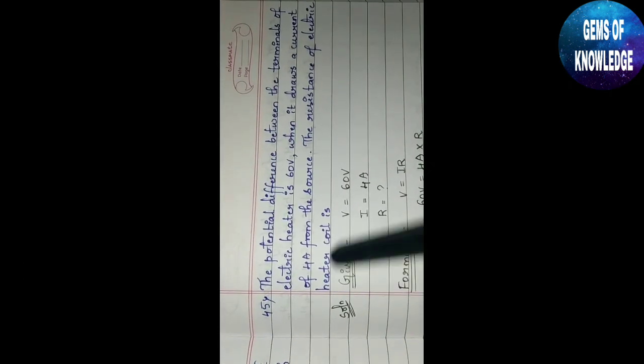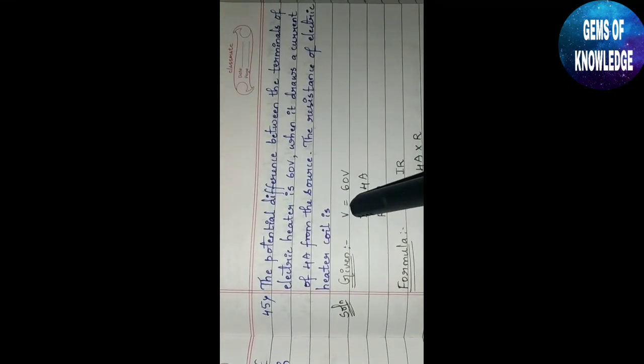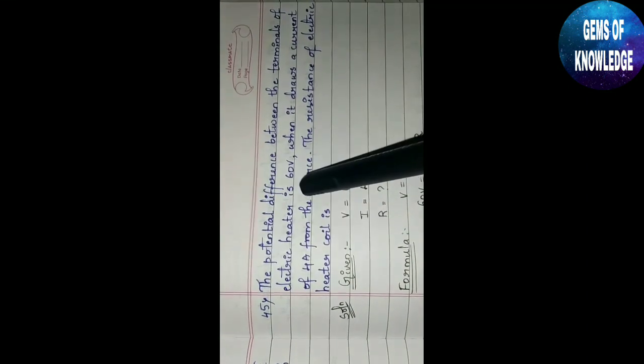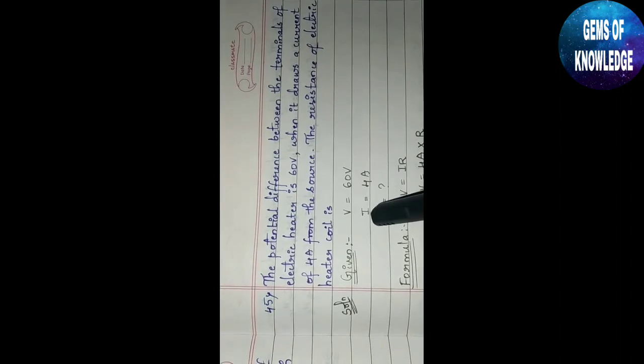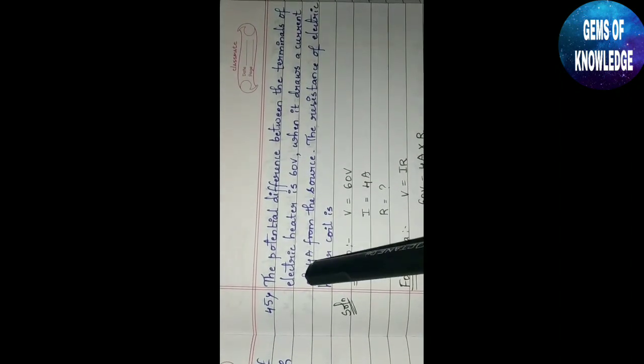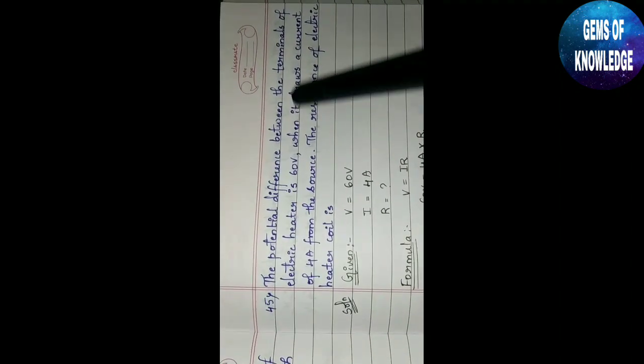The potential difference between the terminals of an electric heater is 60 volt when it draws a current of 4 ampere from the source. The resistance of the electric heater coil is? So let us quickly solve this question. Here, basically, V is given, the potential difference, that is 60 volt. I is given, the current, that is 4 ampere, and we have to find the resistance.